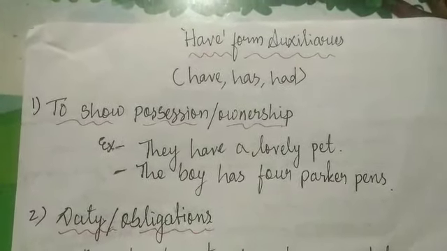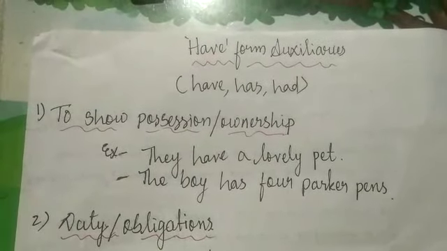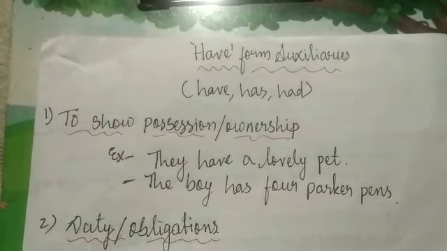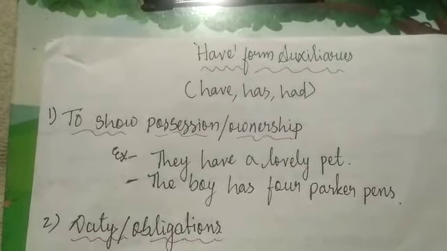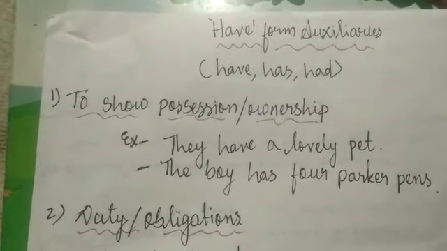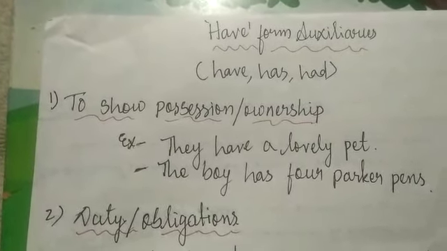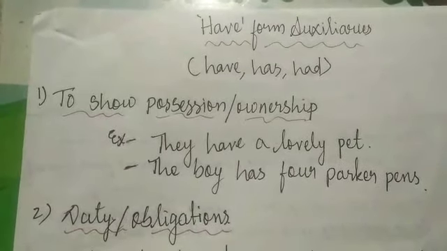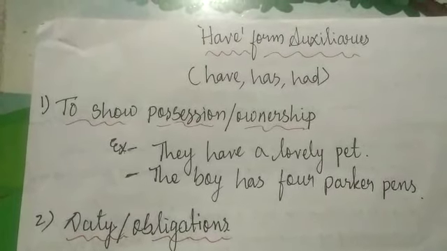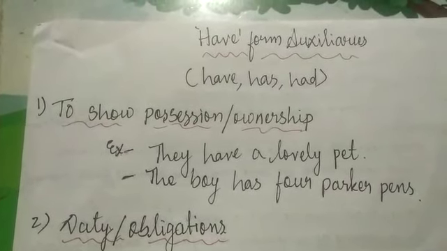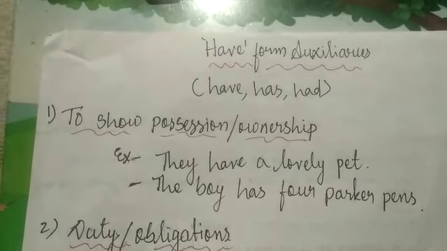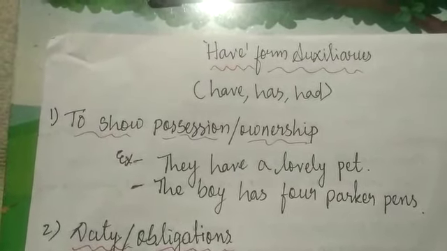Now let us look at the functions of the third form of the primary auxiliaries, that is, have form auxiliaries. The first function is to show possession or ownership. Example: they have a lovely pet, or the boy has 4 Parker pens. When I say they have a lovely pet, have shows the possession of the subject they, that they possess a lovely pet.